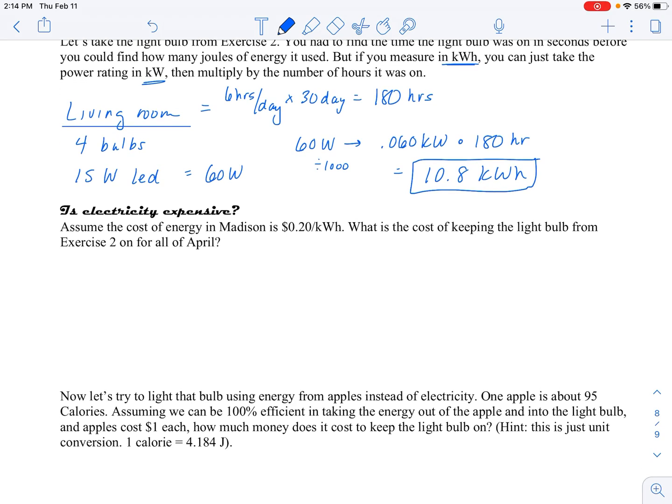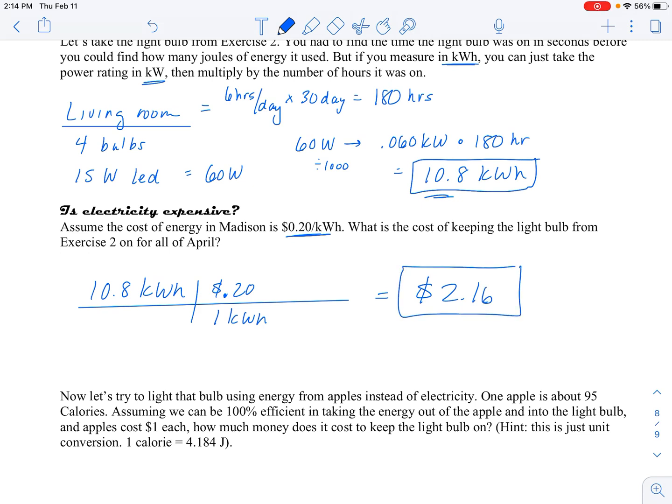Okay, so let's try this. Assume the cost of energy in Madison is 20 cents per kilowatt hour. What is the cost of keeping the light bulbs on? So let's use the number that I used. We've got 10.8 kilowatt hours of energy to light my living room, and it costs about 20 cents per kilowatt hour. So I'm going to take 10.8 times 0.2, and I get $2.16 to light my living room. That's not bad for the whole month.